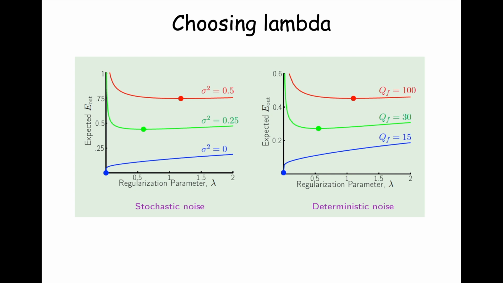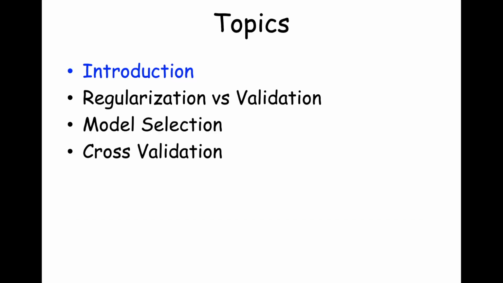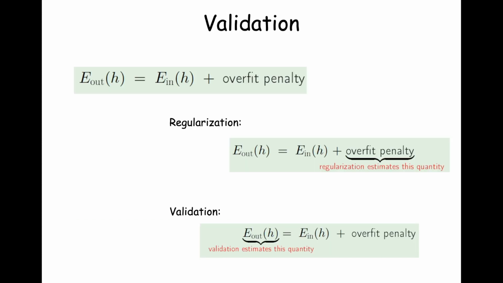And we also gave a depiction of what happens when you set your regularization parameter to be increasingly big under stochastic noise and deterministic noise. They both behave the same for our expected out-of-sample error. Alrighty, so let's take a look at regularization.